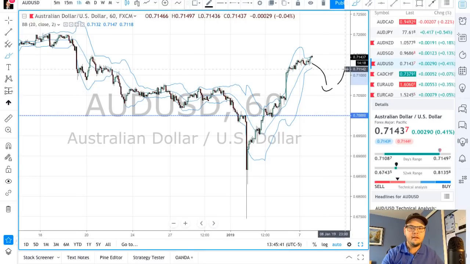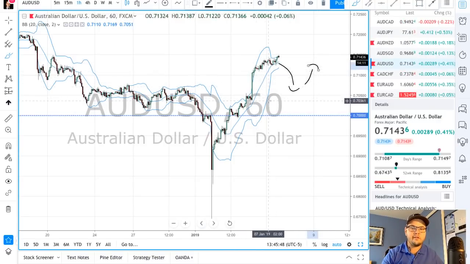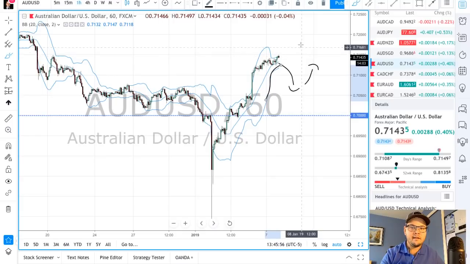Because first of all, we have a pullback, which in my opinion is better. And second of all, we are going to look for a setup with the Bollinger Band. When price touches the lower band of the Bollinger Band, what I trade is an engulfing candle there.